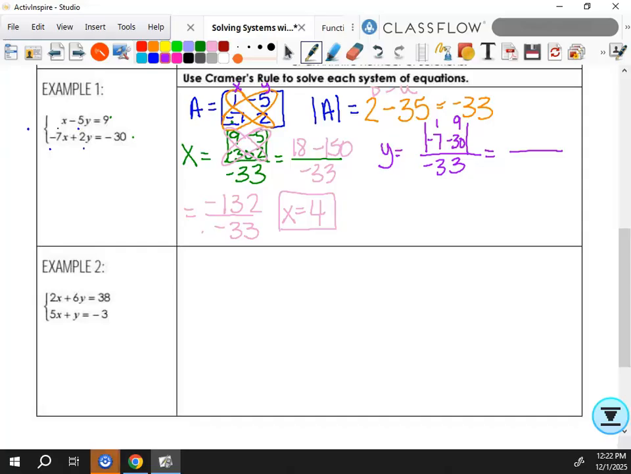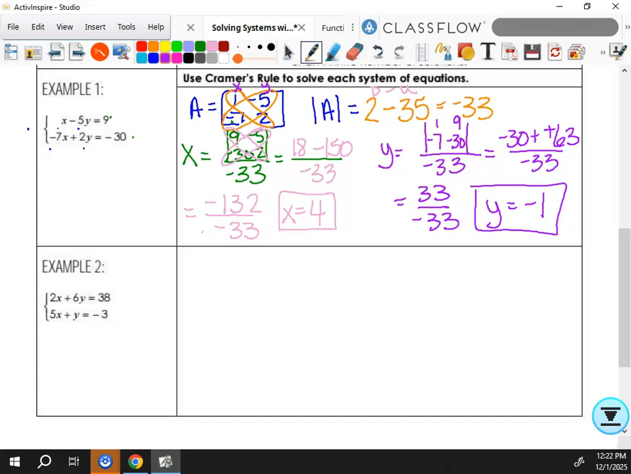So we're going to multiply down. So 1 times negative 30 is negative 30, minus up, which is a negative 63. So that becomes plus a positive, dividing by a negative 33. So this gives me 33 divided by a negative 33, and y is equal to negative 1. So your answer as an ordered pair then is 4, negative 1. Okay. So 3 different determinants that you're finding, and you divide them out.